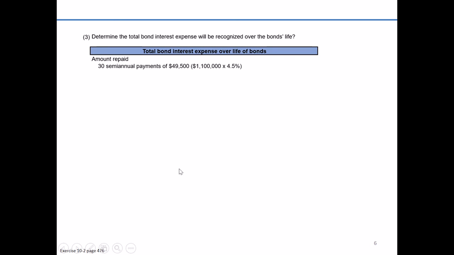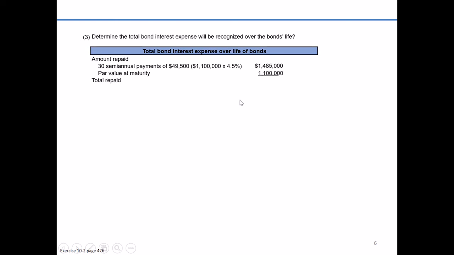So first I'm going to look at what's the total amount of cash that Hillside has to pay over the life of the loan, life of the bond. Again, 30 semi-annual payments of interest of $49,500. That's the amount they have to pay every 6 months. 30 times $49,500 means total interest payments of $1,485,000. They also have to pay back the par value at maturity, and that's going to be $1.1 million.